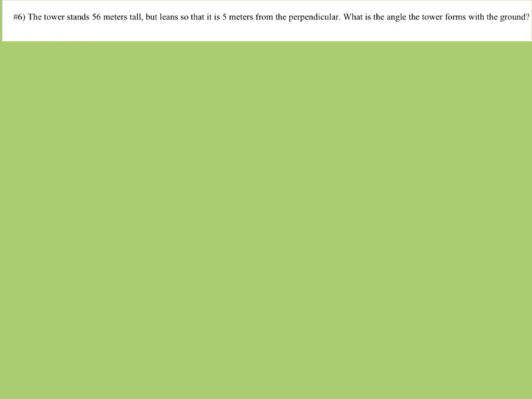Alright, so we know that there's a tower. This tower, I'll draw a tower. I'm sorry, I'm a terrible iPad drawer here. There's the tower, and it's 56 meters tall. But it leans, so we have to say it leans so that it is 5 meters from the perpendicular. Perpendicular, remember, means at right angles.